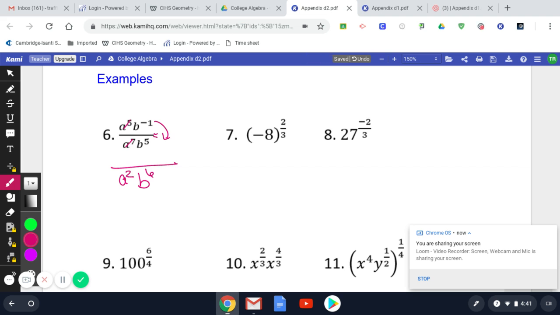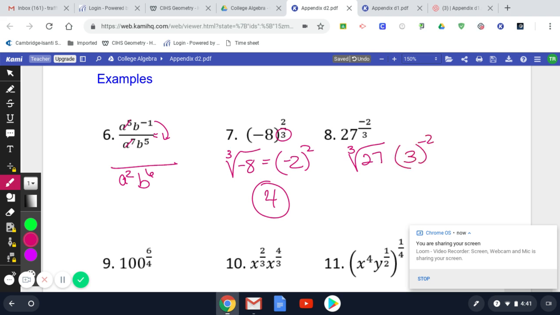Number 7, if I think about taking the cube root first, then I'm going to take the cube root of negative 8, which is negative 2. Then I'm going to square it to get me 4. Same thing on number 8. I'm going to do the cube root of 27. That's going to give me 3. And then I'm going to take it to the negative 2 power, which 3 to the second is 9. So then this answer is 1/9.